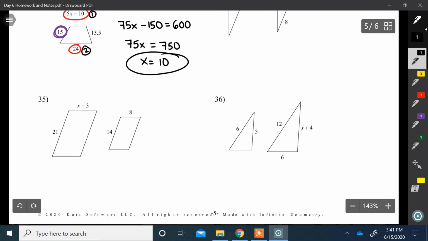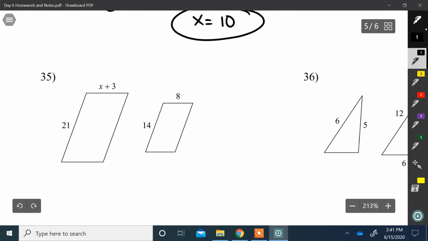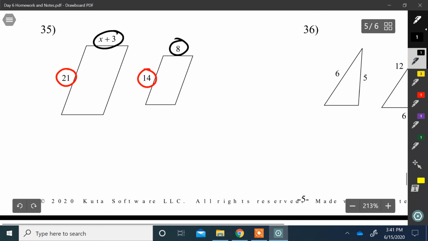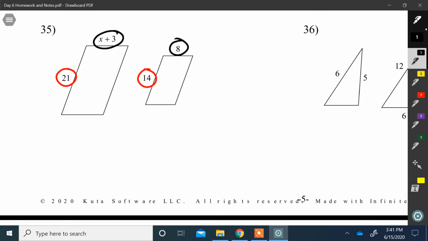Okay, same idea with number 35. We're gonna be doing some matching here. This one is gonna match with this one here, and 21 is gonna match with that 14 right there. So we're gonna create some proportions now. Okay. So x is gonna be proportional to a.